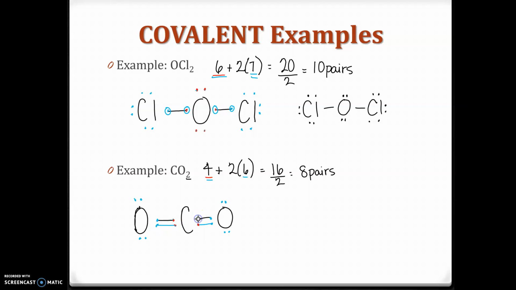And when I count, it works. 1, 2, 3, 4. There's carbon's 4. 5, 6, 7, 8. I've now made it 8. Then I go 1, 2, 3, 4, 5, 6. There's oxygen's 6, shared, 7, 8.